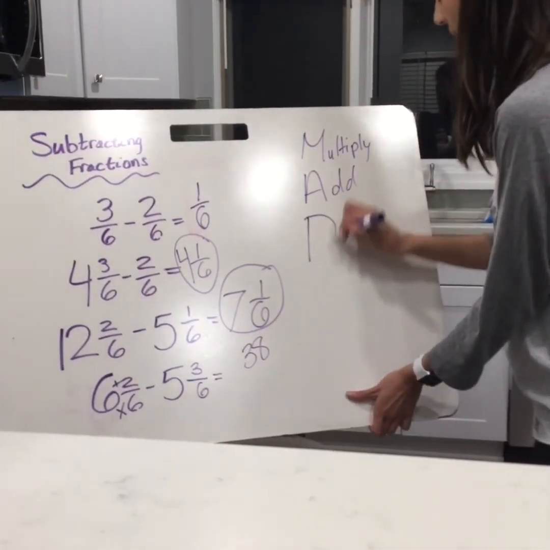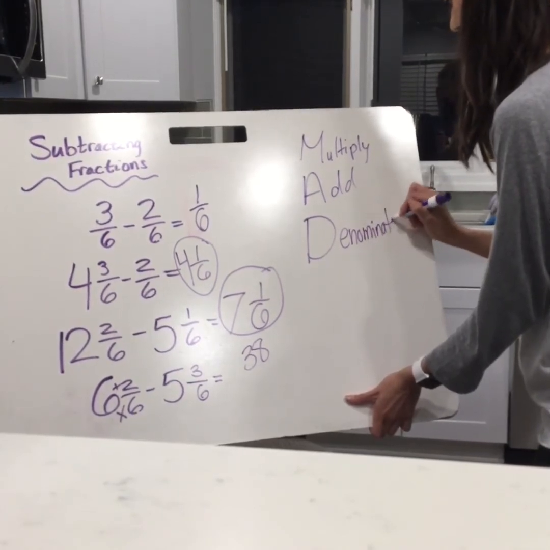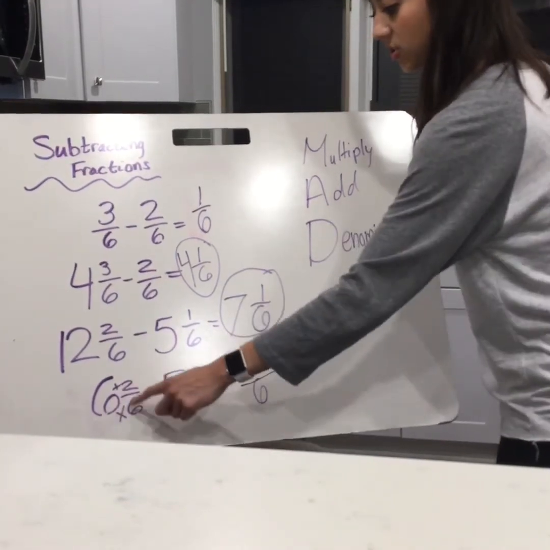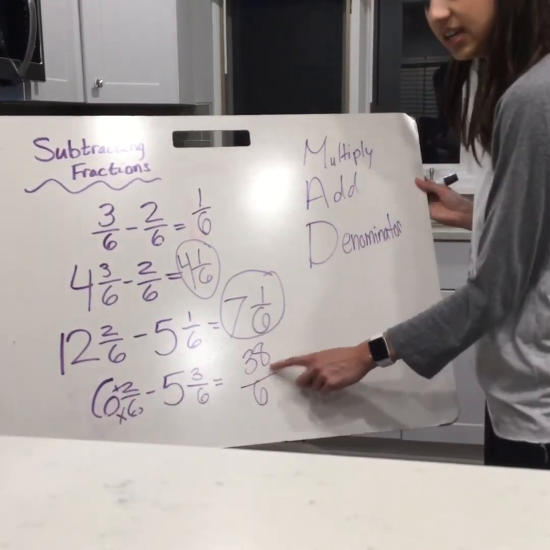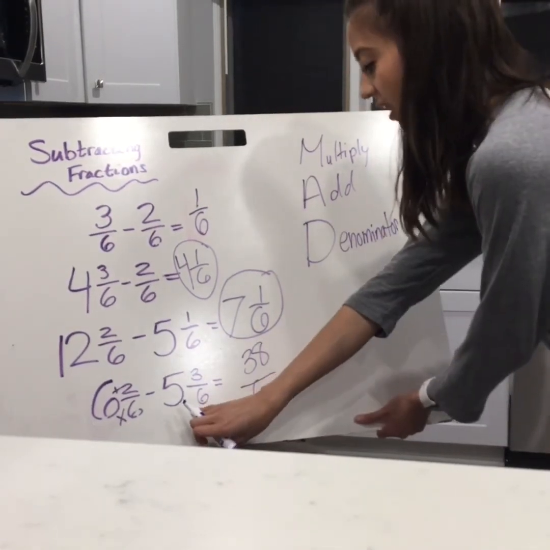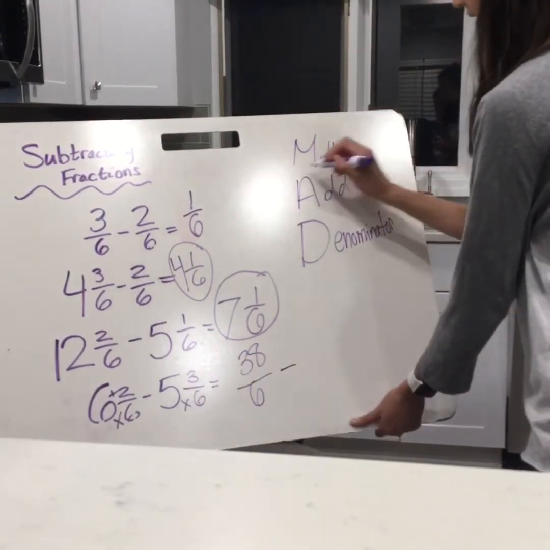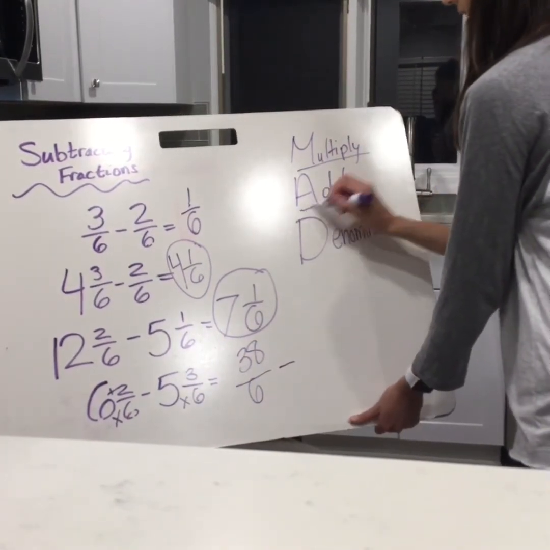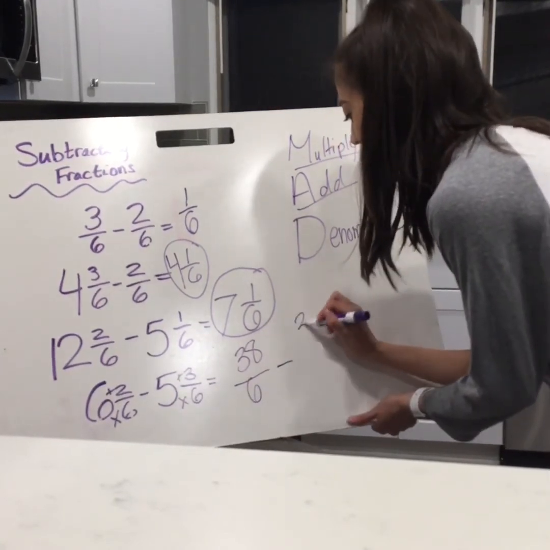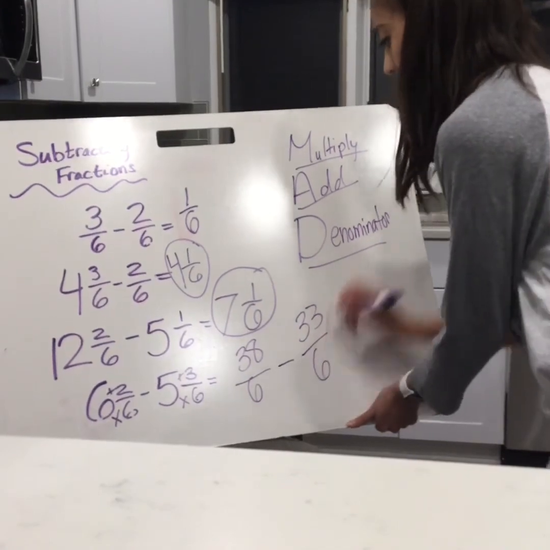The D in MAD is denominator. The denominator stays the same. So 6 and 2/6 is the same as 38 over 6. Now we have to get MAD with this fraction. 5 times 6 is 30, multiply. Next we have to add. 30 plus 3 is 33, and then the denominator stays the same.